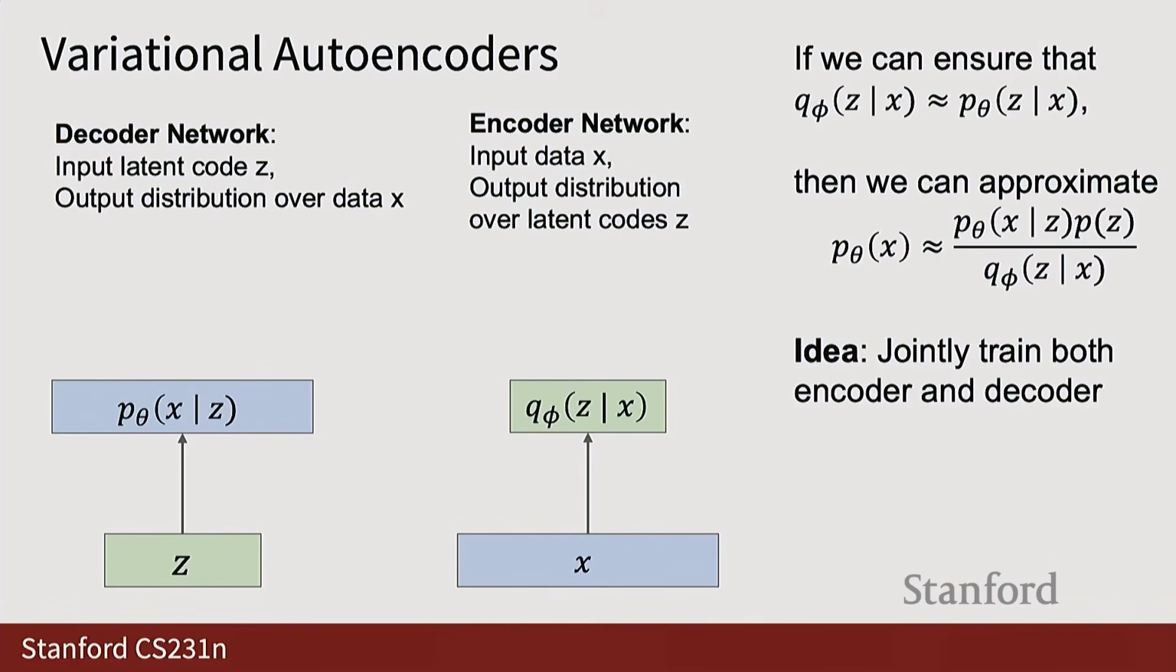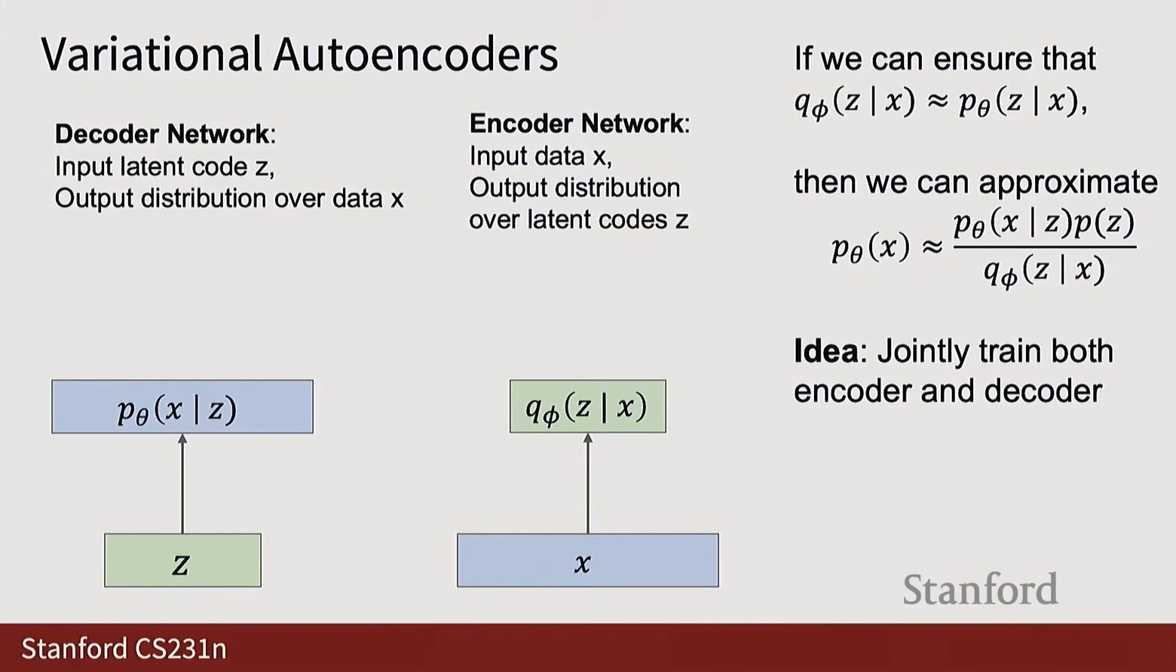We're basically going to jointly learn two different neural networks. One is the decoder, which inputs the latent code z and outputs a distribution over the data x. The other is an encoder, which is going to input the data x and output a distribution over the latent codes z. And each of these are going to be separate neural networks that are separately trained with their own independent weights.